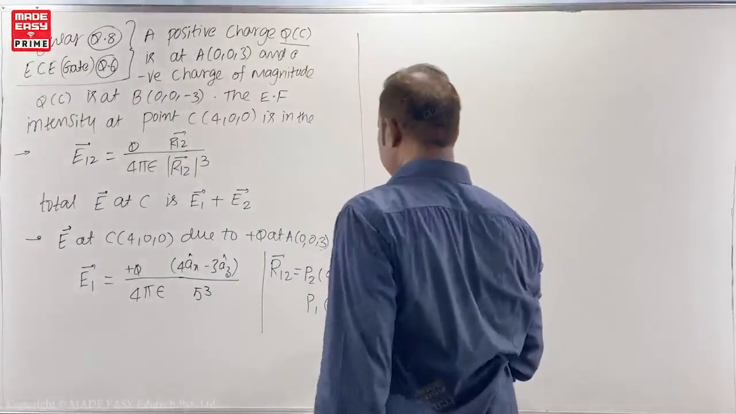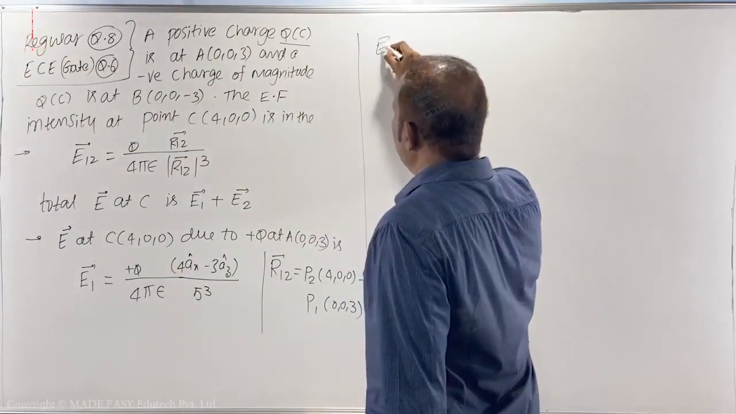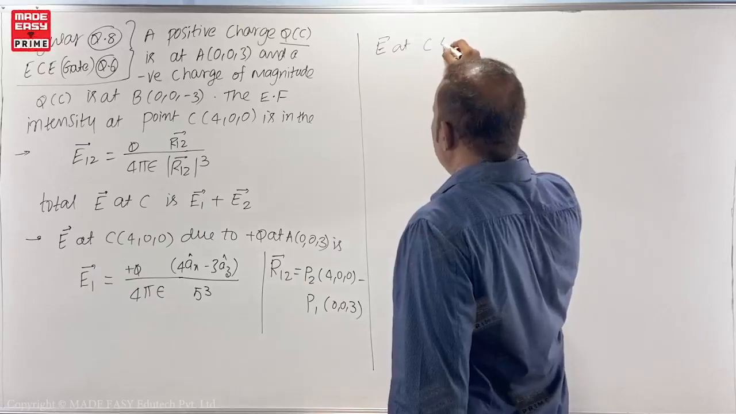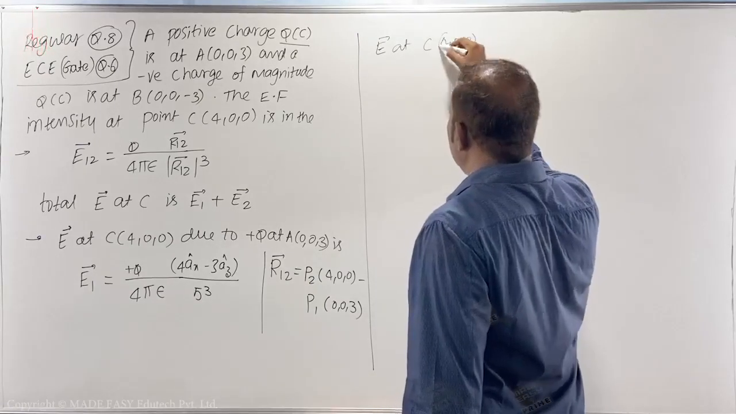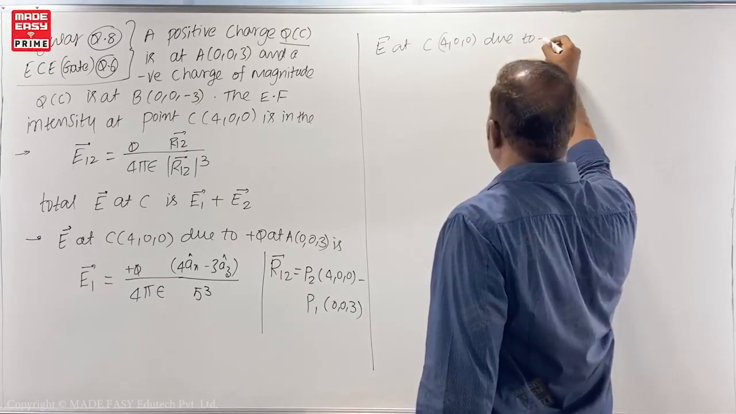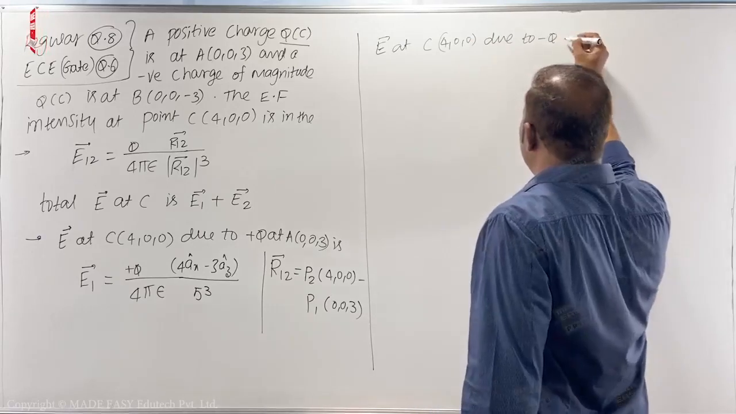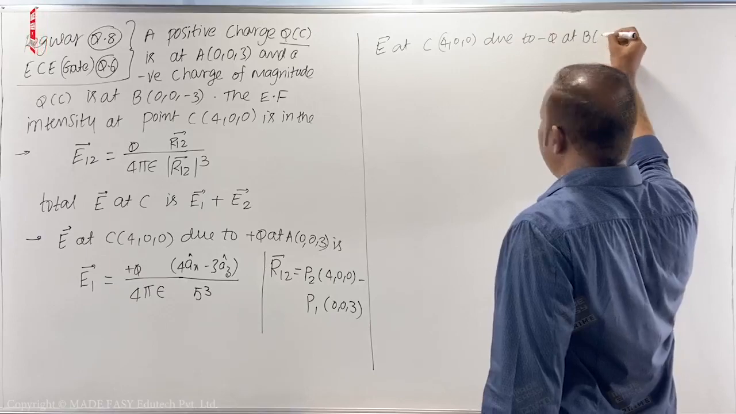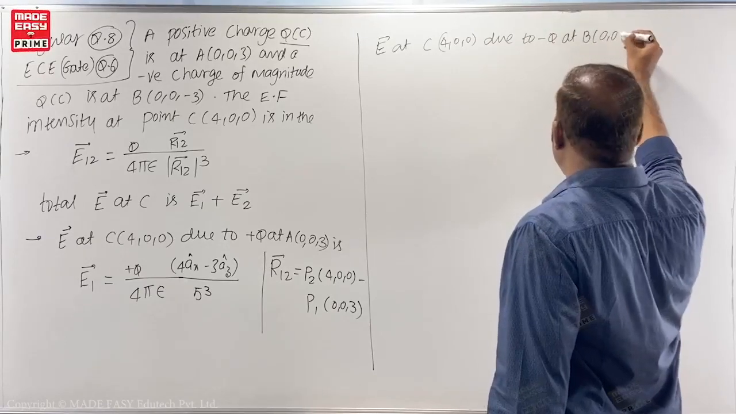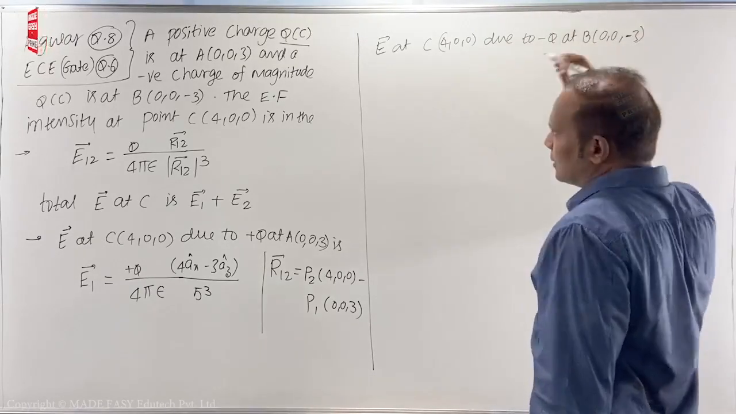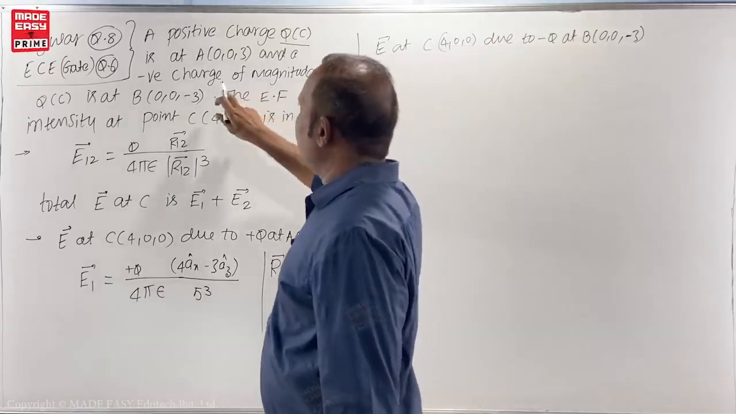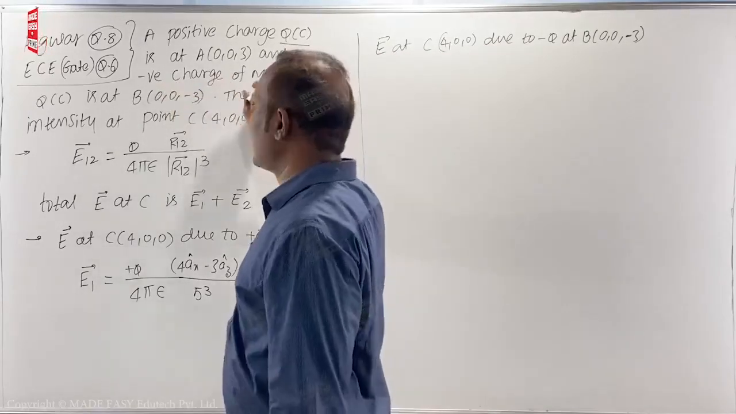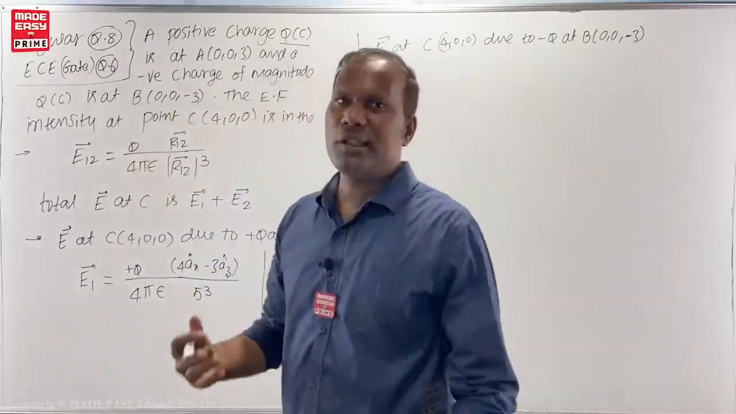Similarly, E bar at, say, (4, 0, 0) due to minus q at point B, that is (0, 0, -3). Students, here a negative charge is there, magnitude is q, that means minus q charge.